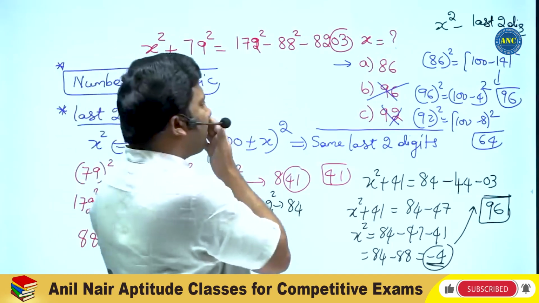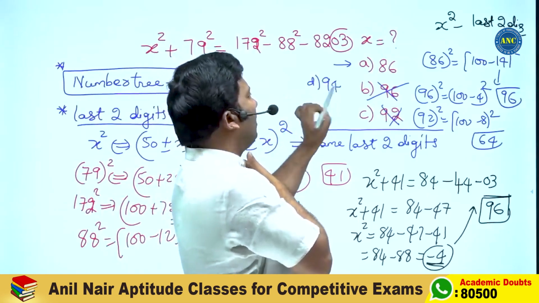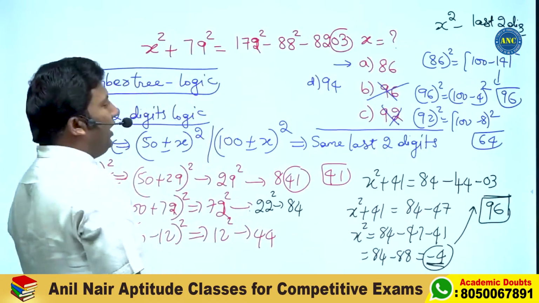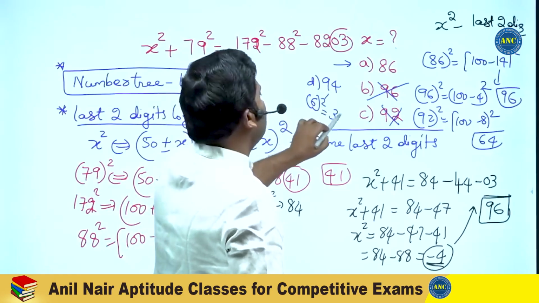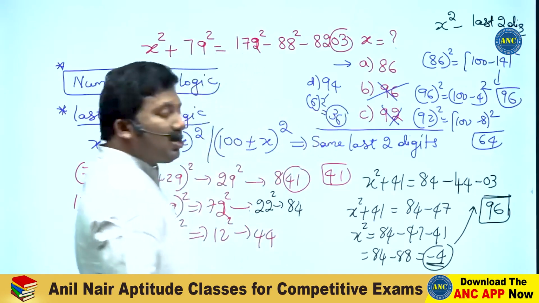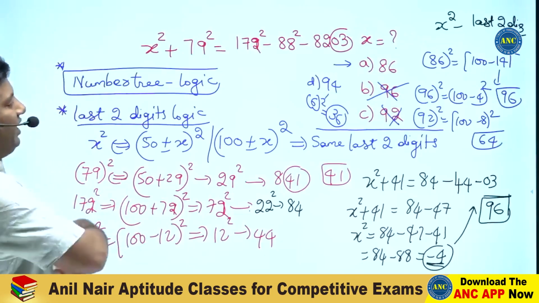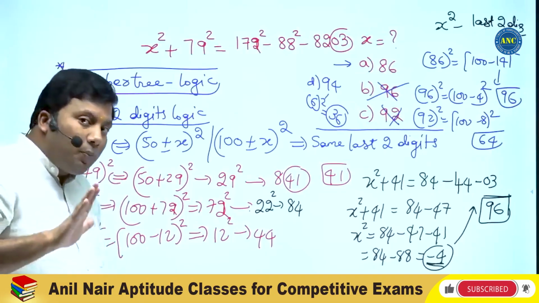86, 96 and 92. Suppose you go by the unit digit logic, there could be two choices which you might get, 94 and 86. 94 will be 100 minus 6 square. 6 square is 36. The last two digits are 36. So this option is eliminated. I hope it is clear.